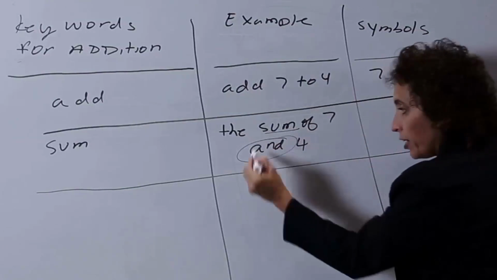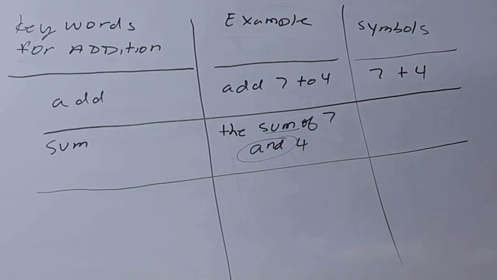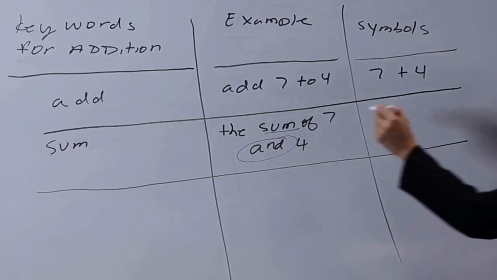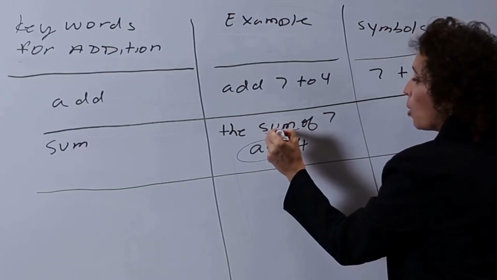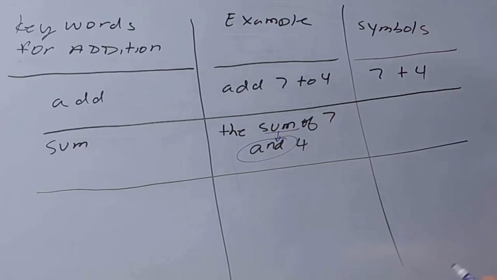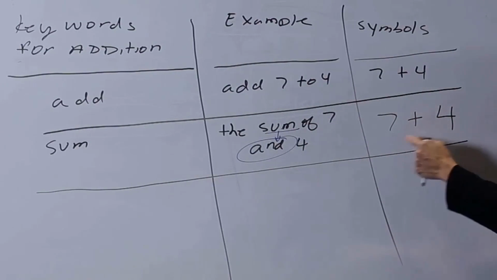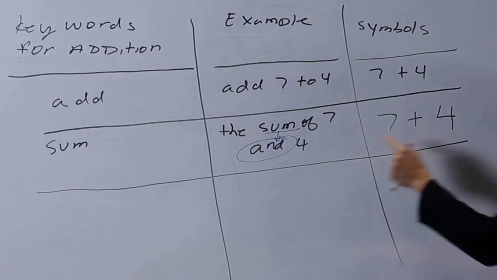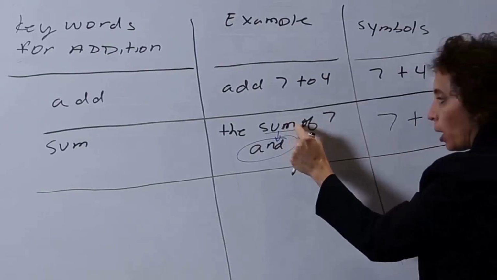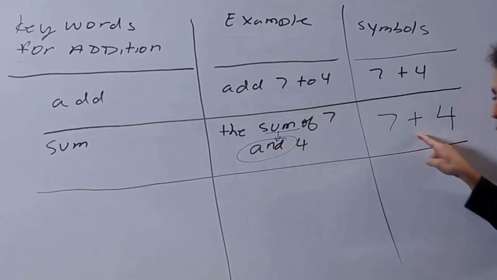And does not mean to add, not ever. And tells you where the operation sign goes. So sum tells me I'm going to add, but and tells me where to put that plus. So if it says 7 and 4, that's where the plus goes because that's where the and is. But and didn't give you the plus sign, the word sum did. The and just told you where to put it.